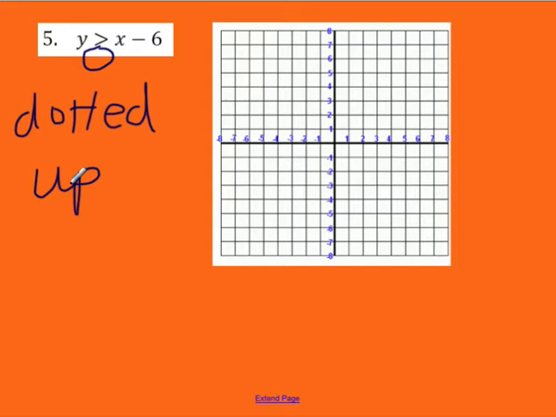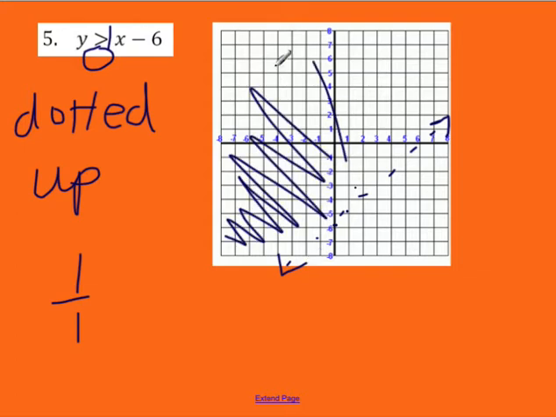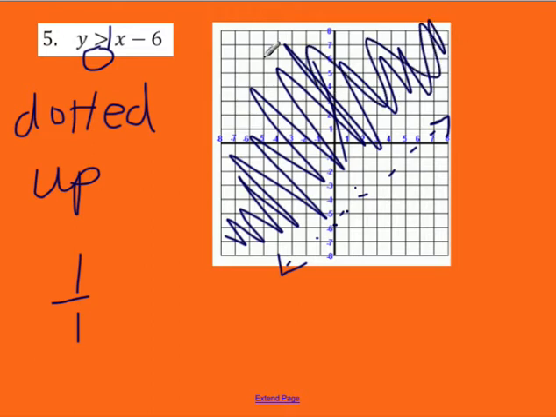So let's go ahead and graph that line. We're crossing at -6. Then our slope is 1, which is the same as 1 over 1. Since there's no coefficient there, the coefficient is just 1. So now we're going up 1 over 1. And so we have a dotted line because there's no line underneath the inequality symbol. And then we need to shade up. So we pick a spot on the line and go up from it. And where my pen lands is where I'm going to shade for number 5, which is in this region right here.